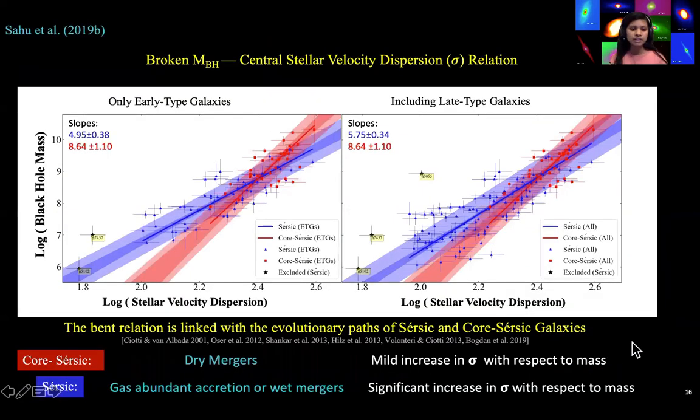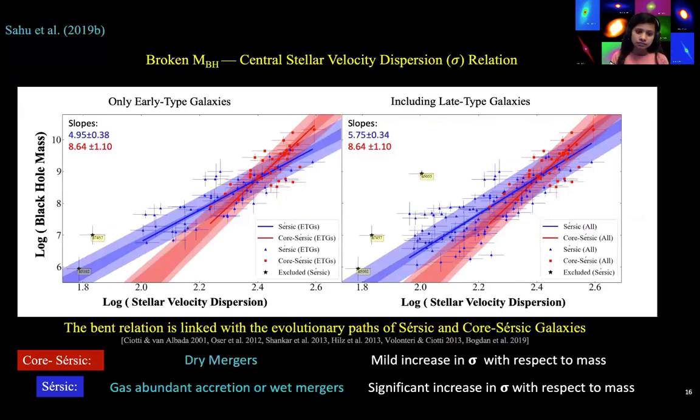Now back to our correlation, we find that those massive core Sérsic galaxies follow a steeper relation between black hole mass and velocity dispersion, whereas Sérsic galaxies follow a relatively shallower relation. So here on the left hand side, we are showing only the early type galaxies, and on the right hand side, we are also showing the late type galaxies, which are all Sérsic galaxies. Now, these two different correlation between black hole mass and stellar velocity dispersions due to Sérsic and core Sérsic galaxies might be linked with the evolutionary tracks of these galaxies.